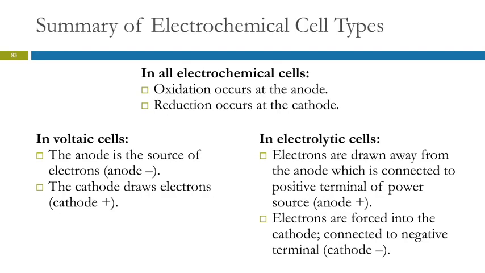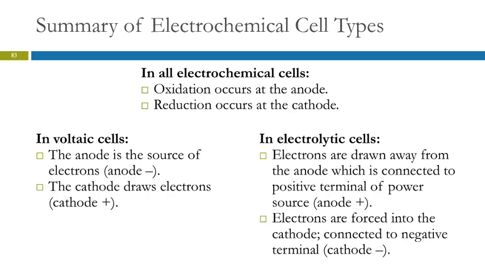So in summary, always in all electrochemical cells, oxidation at the anode, reduction at the cathode. In a voltaic cell, the anode is the source of the electrons, and the cathode draws the electrons. So the anode is negative and the cathode is positive. In an electrolytic cell, we're pulling electrons away from the anode, so the anode is positive.